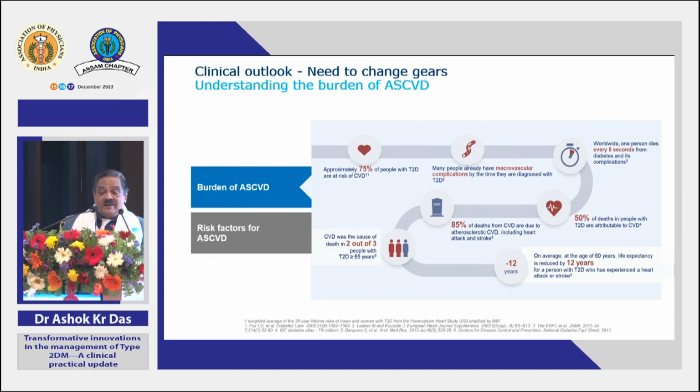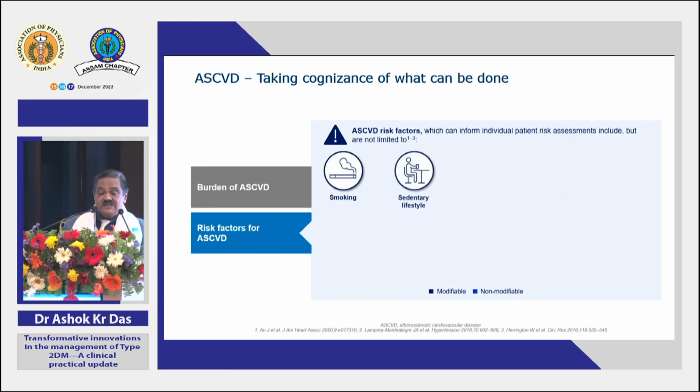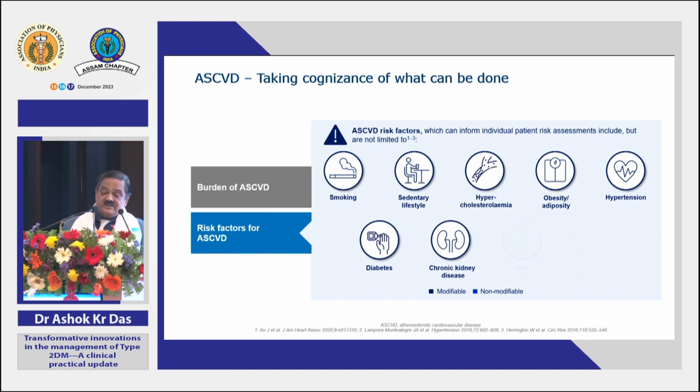If you look at atherosclerotic cardiovascular disease, which is very much part and parcel of type 2 diabetes mellitus, the risk factor for ASCVD is ingrained in obesity. So obesity management will become very important in managing cardiovascular disease in the times to come. Obesity is also responsible for chronic kidney disease, and you will find these drugs are going to be very important.